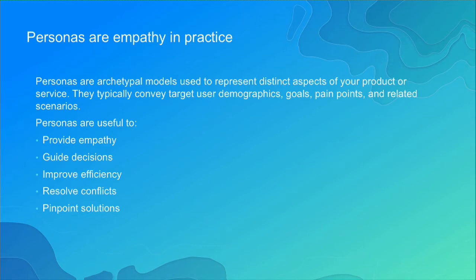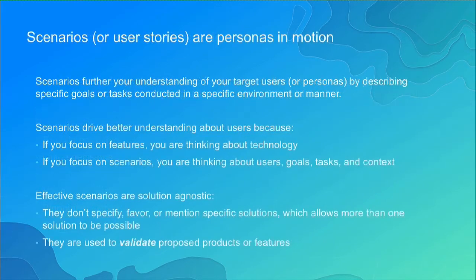They really do get behind the piece of empathy. Representative personas are very empathetic. They guide decisions, improve efficiency, resolve conflicts, and help to pinpoint solutions. Not just one solution, but maybe potentially many solutions. Personas, however, simply represent people. And people tend to wear a lot of hats in the workplace.